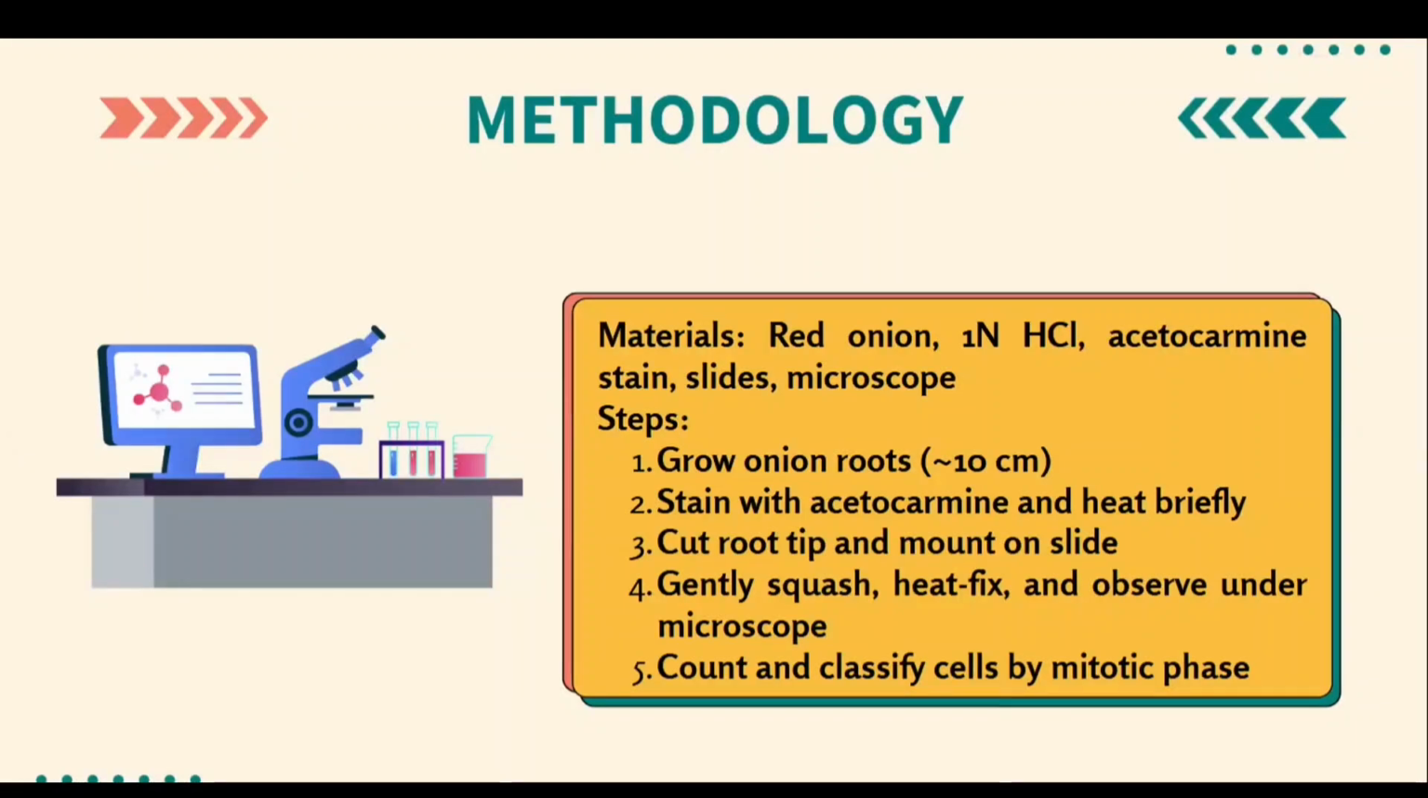There's the methodology. We used onion bulbs, vanillin hazel, acetocarmine stain, slides, and a light microscope. The root tips were stained, gently cut, and squashed under a cover slip, and then observed under the microscope. At least 100 cells were counted per slide, and the number of cells in each mitotic phase was recorded.